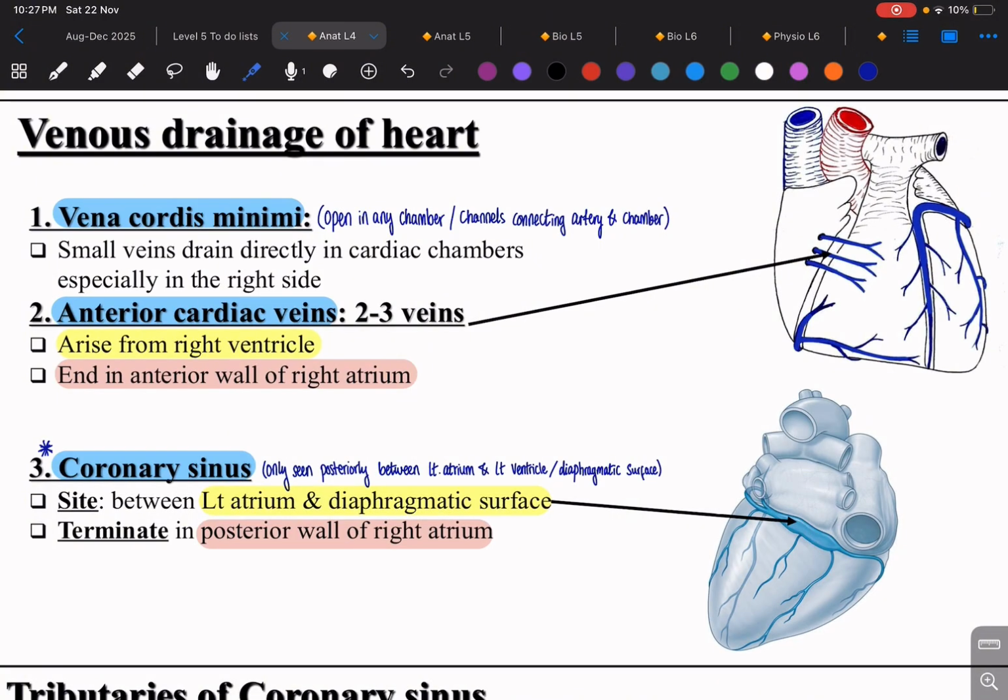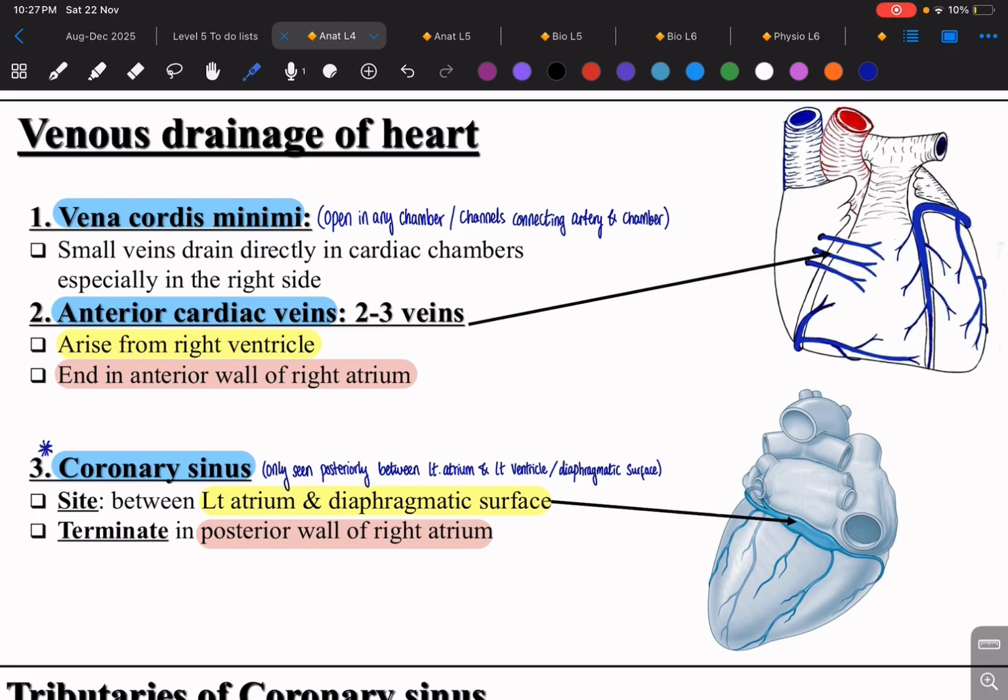First we have the venae cordis minimae. They don't have a distinct identity. They're basically small branches of veins that go into all the chambers. They don't have a specific place. They go to all the chambers and act like channels between the artery and the chamber. That's all we need to know about them: small veins everywhere in all the chambers.